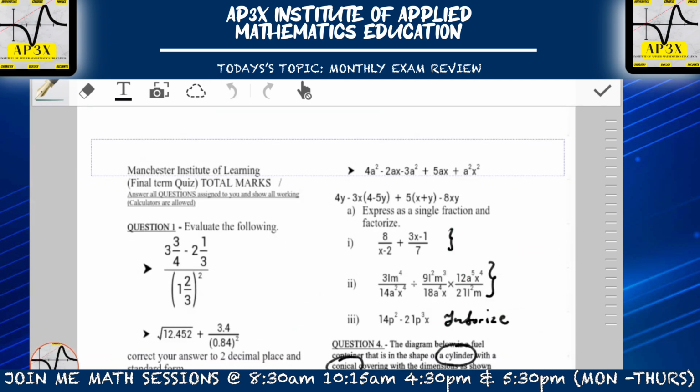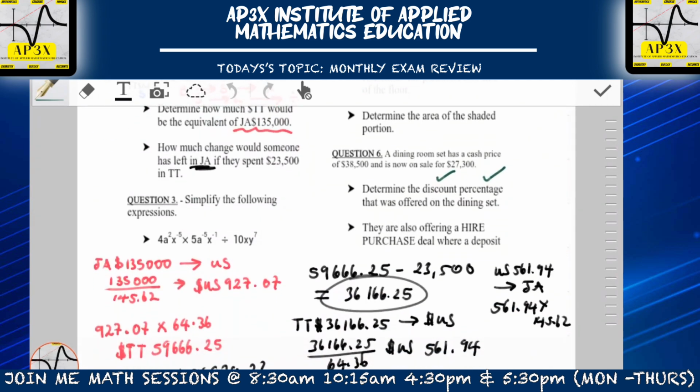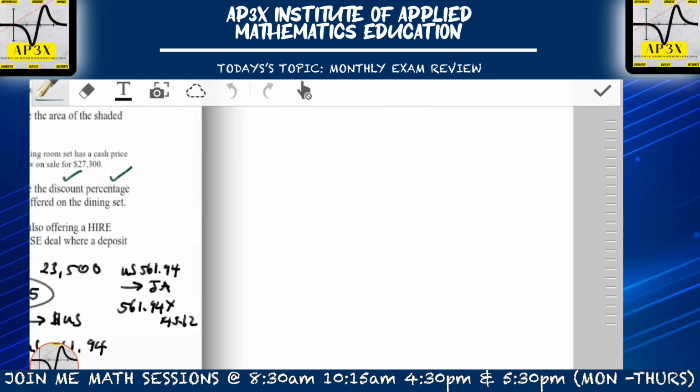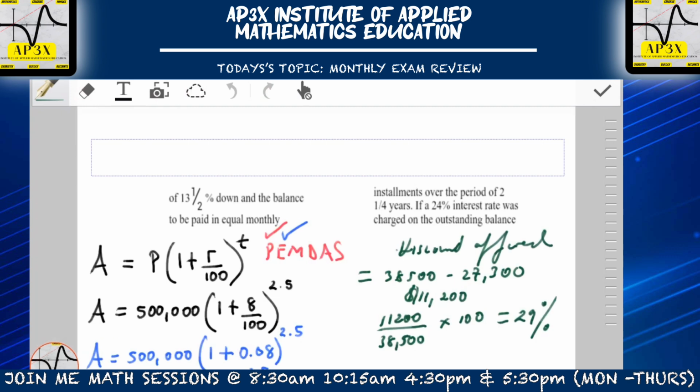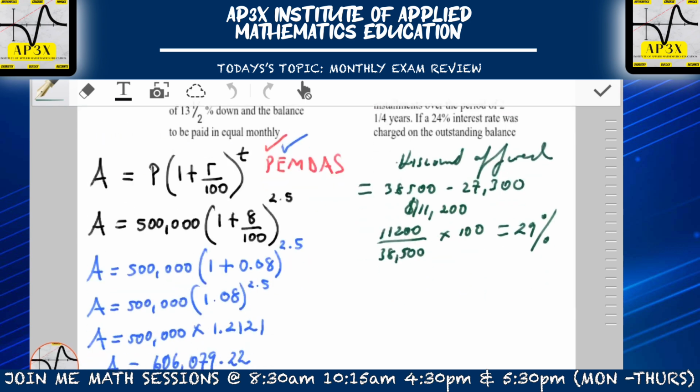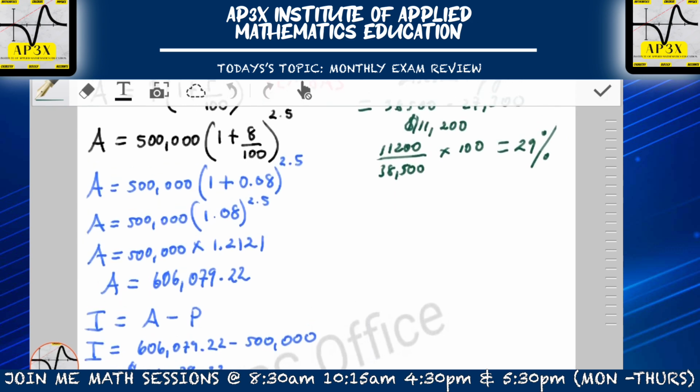It then proceeded to ask us to calculate. It says that they are also offering a hire purchase deal where a deposit of 13.5% must be put down and the balance to be paid in equal monthly installments over a period of 2.25 years. Now, provided that a 24% interest rate was charged on the outstanding balance, some of the questions were cut off. We are supposed to calculate the amount of money per monthly installment. So let's get to it then.